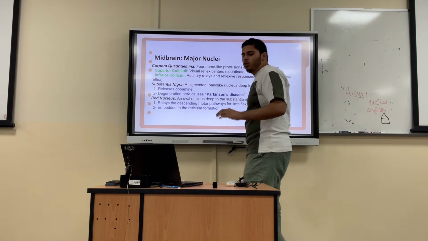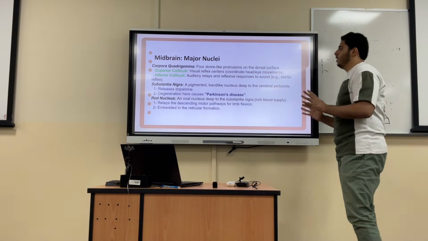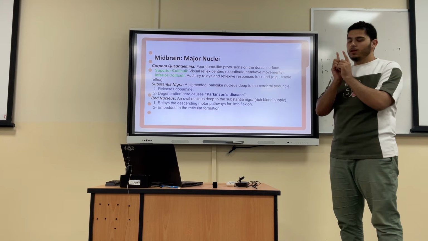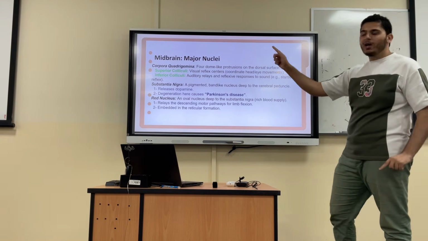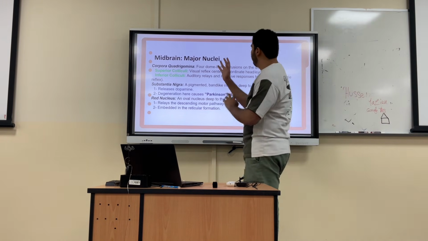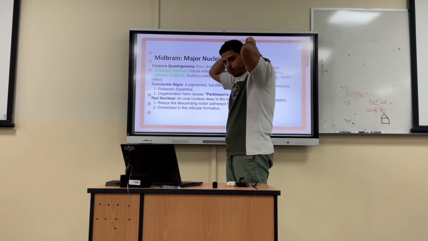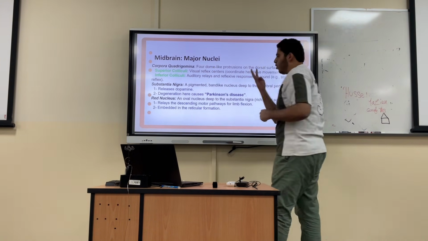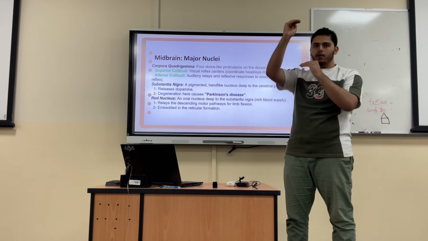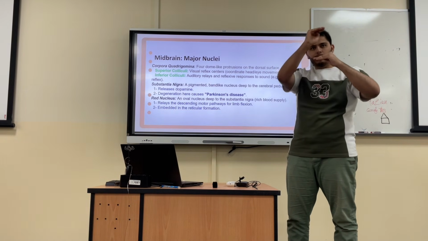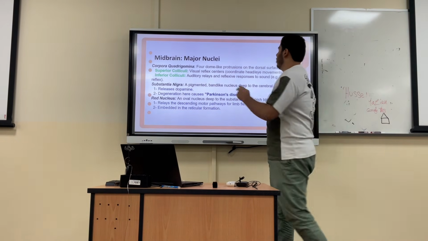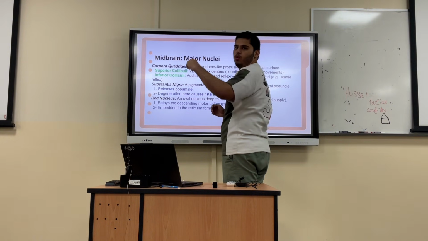Now, the major nuclei found in the midbrain. The most important structure found in the midbrain is the corpora quadrigemina. It's like four dome-like protrusions that appear in the posterior of the midbrain. Each one is paired: paired superior, paired inferior. So we have two on the upper side, two on the lower side.